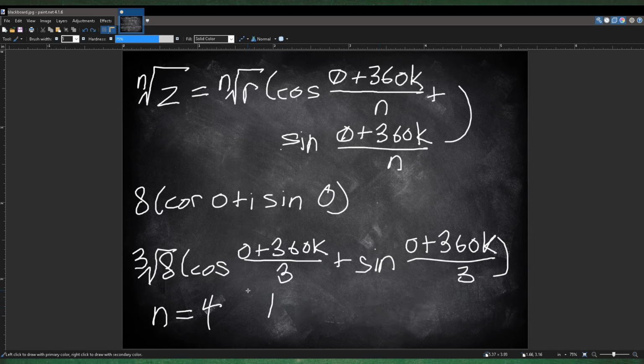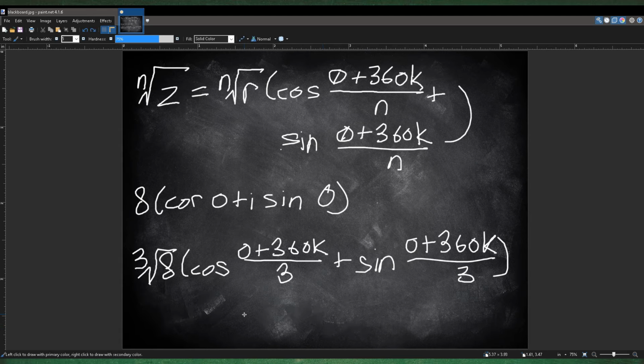So you just plug in the values for k. Since you have the cube root and n is equal to 3, you plug in k equal to 0, 1, and 2, because you find out when the root is 0, when the root is 1, and when the root is 2. So that gives you all 3 roots.